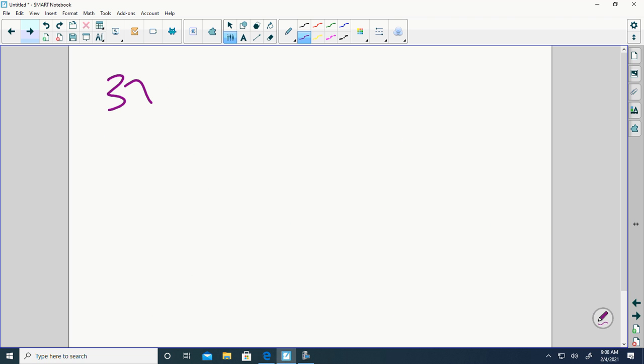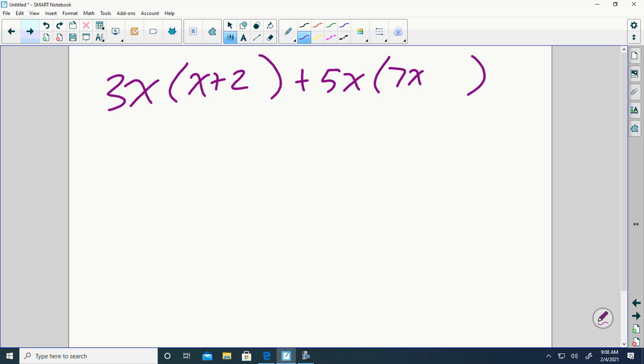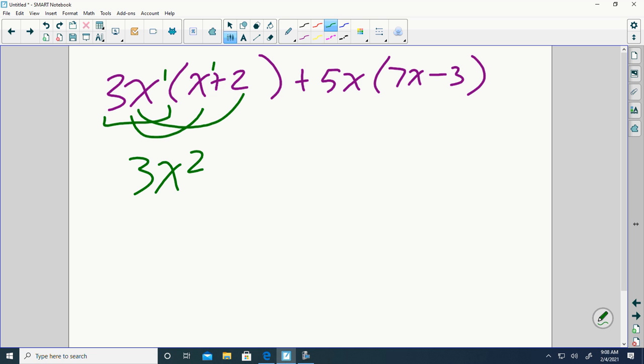Last problem. I have 3x parentheses x plus 2 plus 5x parentheses 7x minus 3. All right. So I'm just going to take this 3x to the first. I'm going to multiply here. What's 3x times x? 3x squared. 3x times 2. 6x. Yay. We're done with that part of the problem.